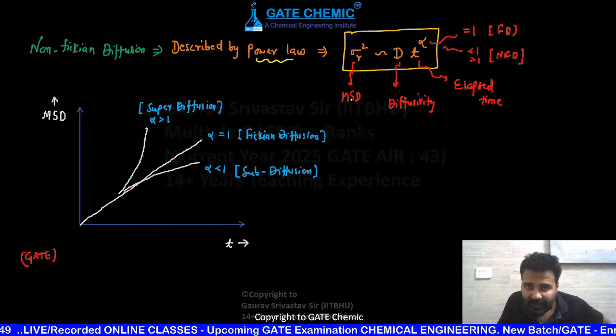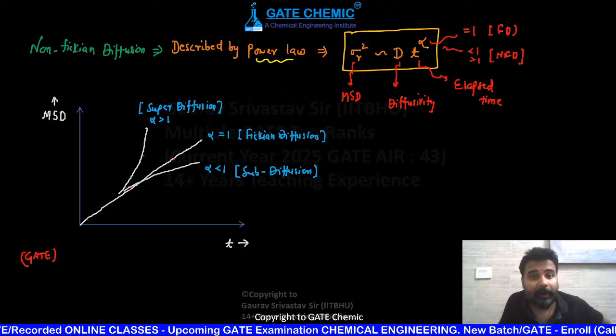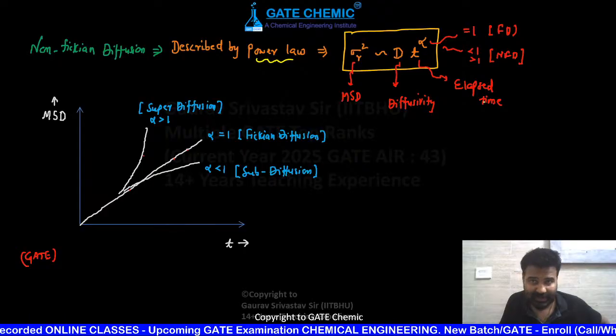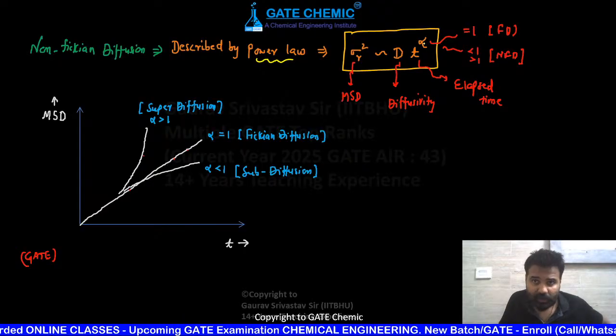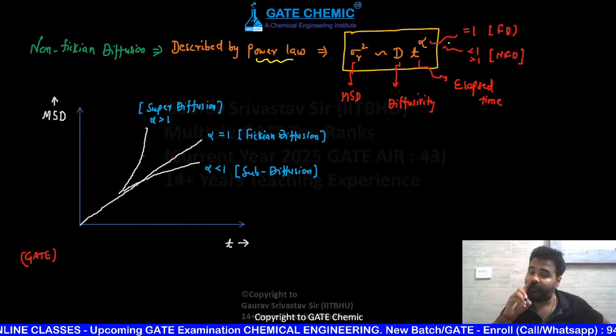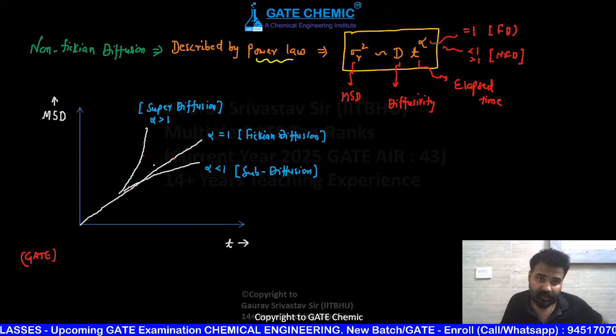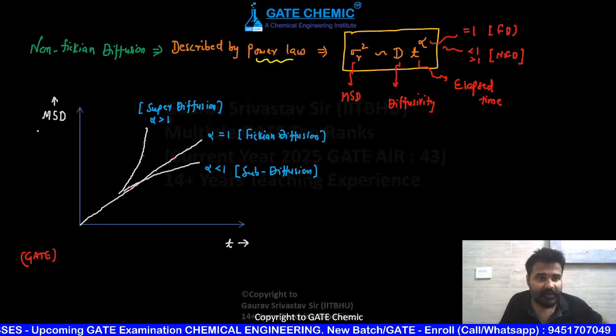In power law, MSD is proportional to Δt raised to power alpha. D is diffusivity, t is elapsed time. The value of alpha is 1 in case of Fickian diffusion, but the value of alpha may be less than or greater than 1 in case of non-Fickian diffusion. See, this is the graph between MSD and t.